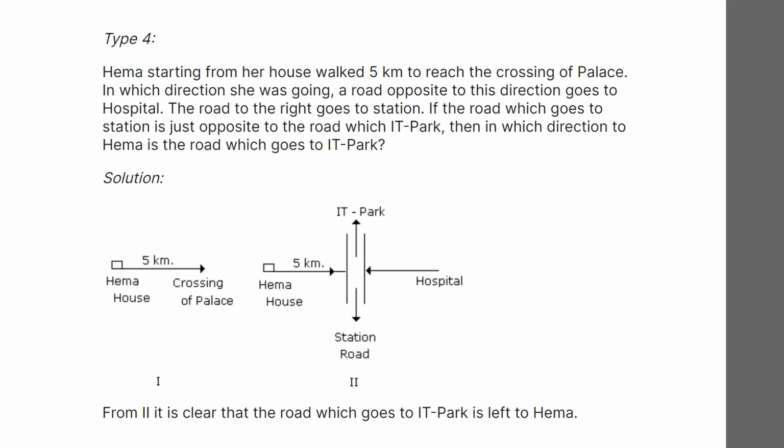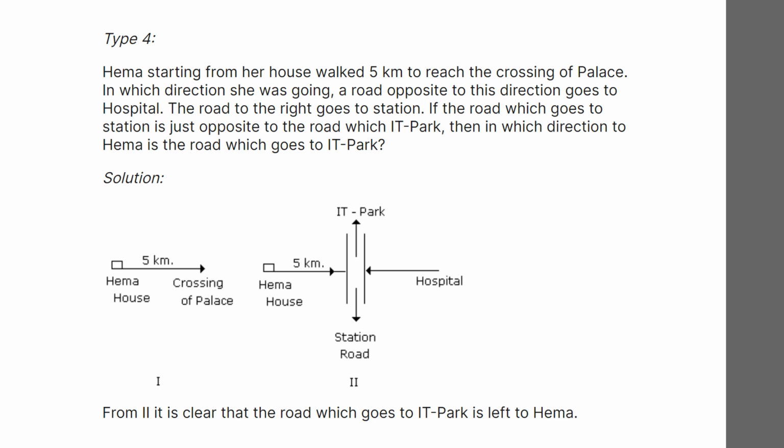Now coming to the next one, they will indicate our day-to-day examples, like when we are finding some new address, how we will proceed. This is how our present question is indicating to us. Hema, starting from her house, walked 5 kilometers to reach the crossing of the palace.